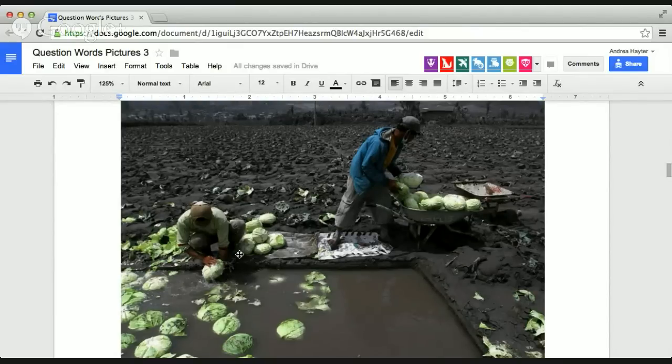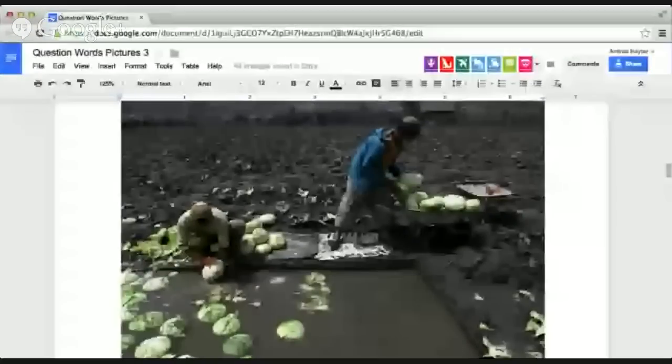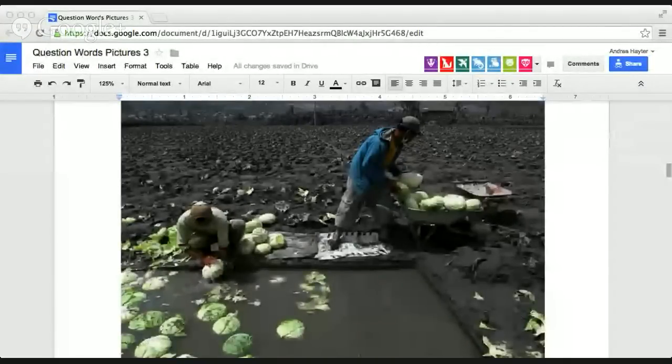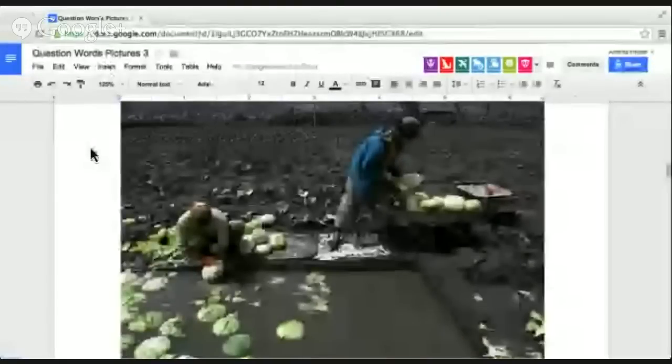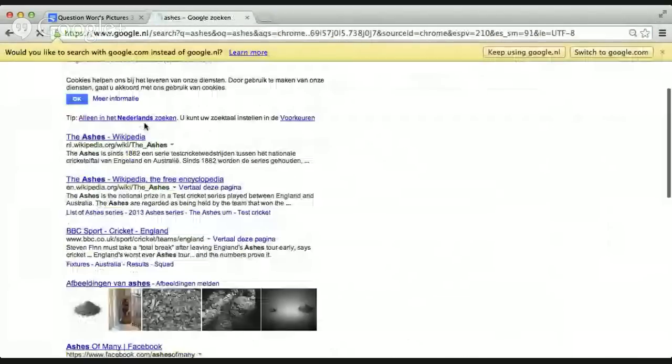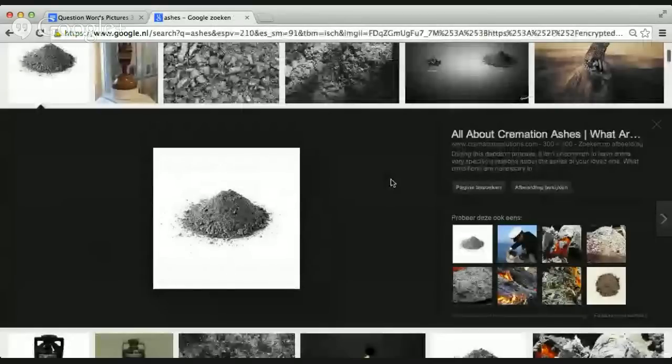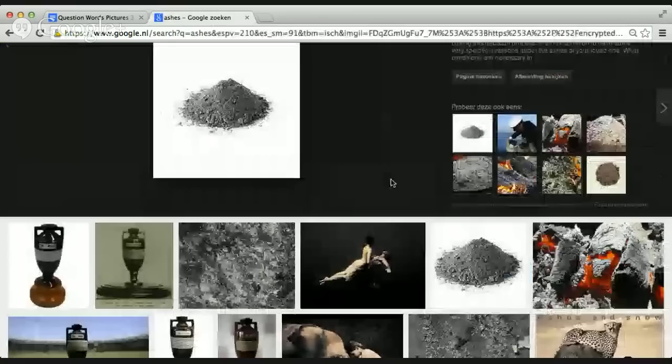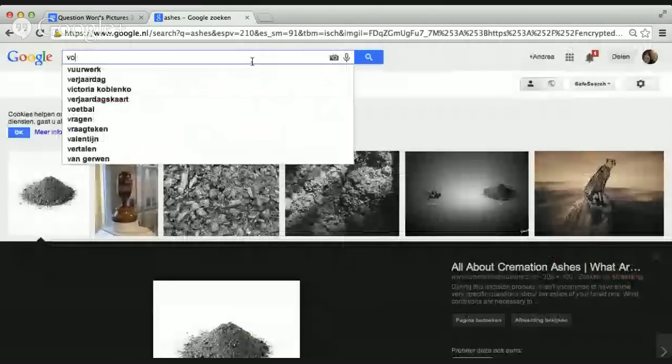The guy who is washing the cabbages, I can't really see it, but maybe he has a mask as well. Yeah, ash is kind of like dust. I can show you guys a picture. Let's see. Ashes. If you have a fire, sometimes there's ash left over, or ashes. And then from a volcano, we have volcanic ash. Let me show you a picture.